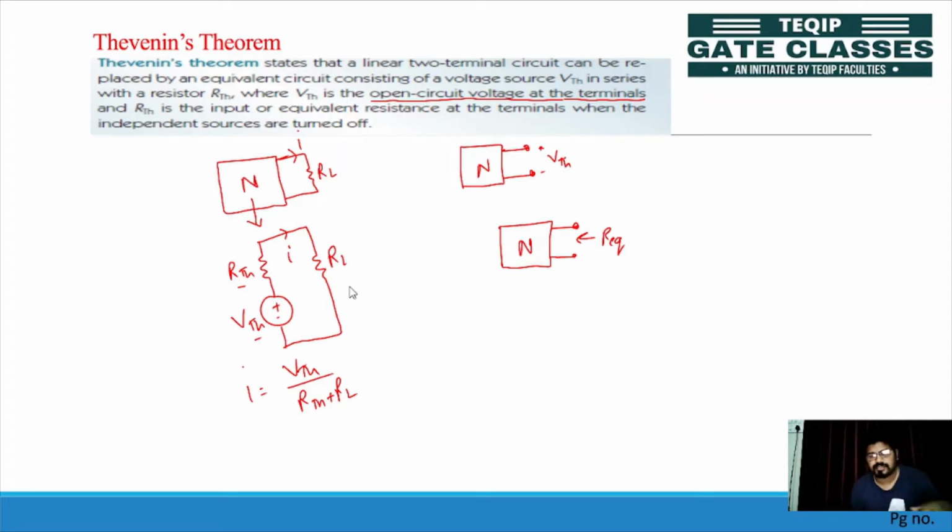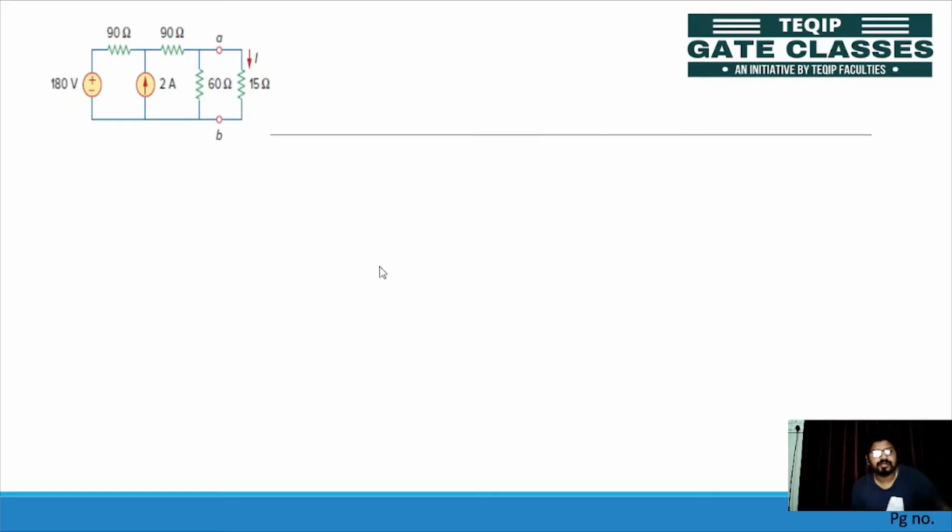Okay, so let's understand with an example. Suppose here we have to find current in 15 ohm. This 15 ohm will be our load. So what we will do, we'll convert the rest of the circuit into an equivalent voltage source with series resistance. That is what Thevenin theorem says. So we'll convert this into Thevenin equivalent.